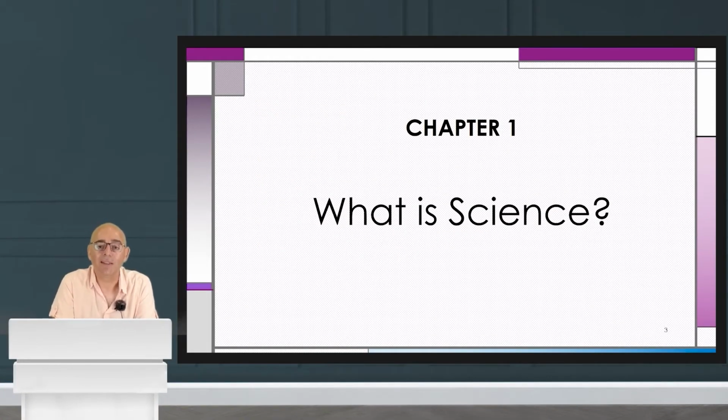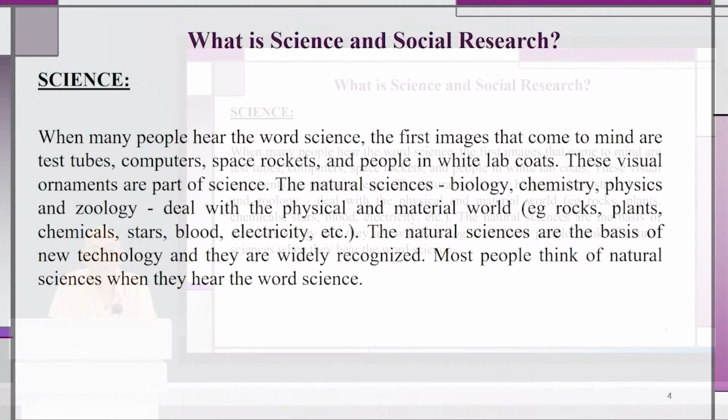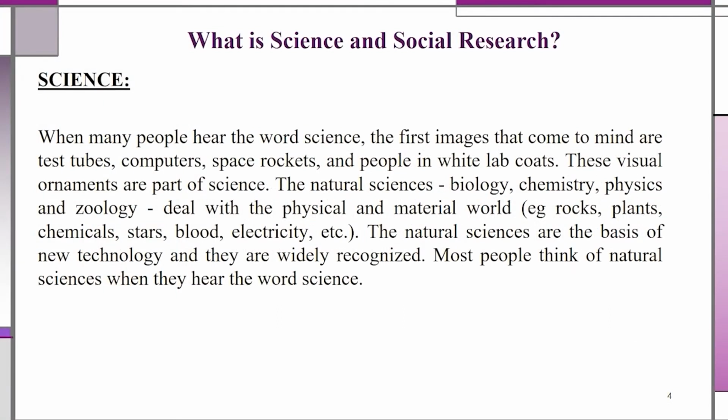What is science? The title of the chapter is "What is Science?" As you see, when many people hear the word science, the first images that come to mind are test tubes, computers, space rockets, and people in white lab coats. These visual ornaments are part of science. The natural sciences, such as biology, chemistry, physics, and zoology, deal with the physical and material world. The natural sciences are the basis of new technology, and they are widely recognized. Most people think of natural sciences when they hear the word science.